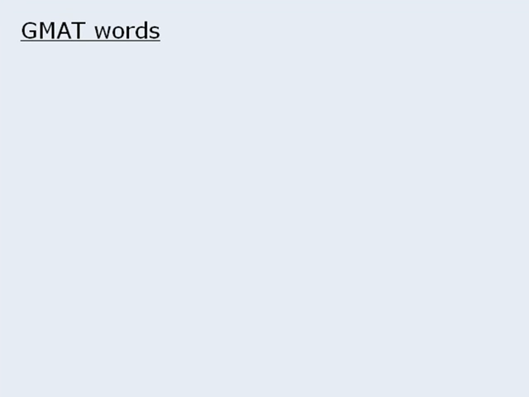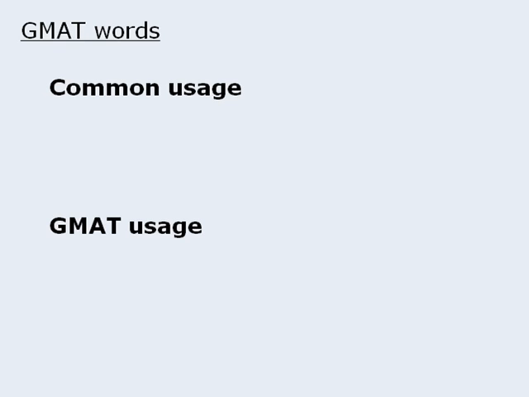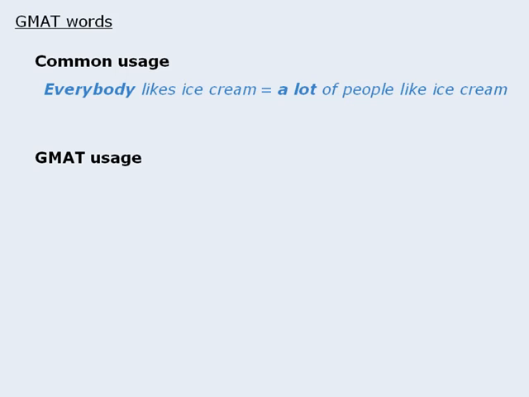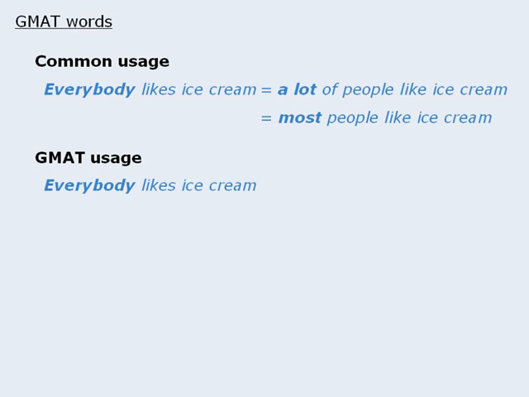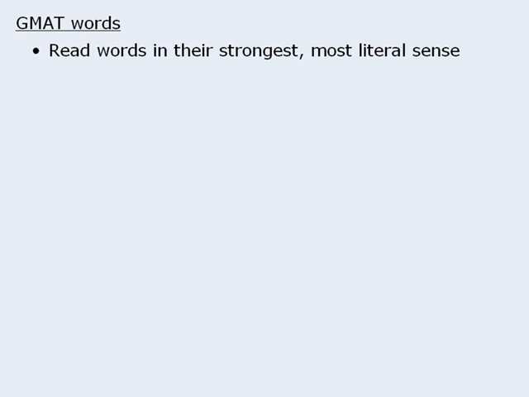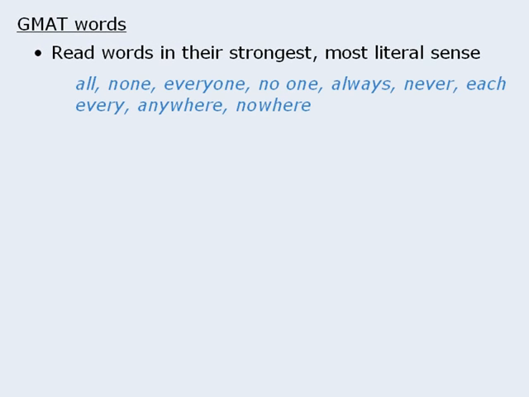To begin, it's important to know that in our daily lives, we often use words differently from how the GMAT uses them. For example, in our daily lives, when we say everybody likes ice cream, we mean a lot of people like ice cream, or most people like ice cream. However, if a critical reasoning question on the GMAT says everybody likes ice cream, this means that every single person on Earth likes ice cream. So on the GMAT, we must read words in their strongest, most literal sense. Here are some examples of words that must be read in their strongest sense possible.